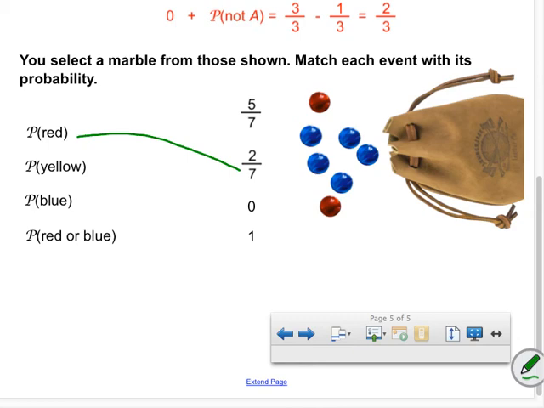What's the probability of picking yellow? Glorabel? 0, and there's no yellow. So there is no probability. What's the probability of picking blue? Oren? 5 blue out of 7 total possible outcomes. And then the probability of picking red or blue. What would it be before it was simplified to 1? 7/7, which would simplify to 1.